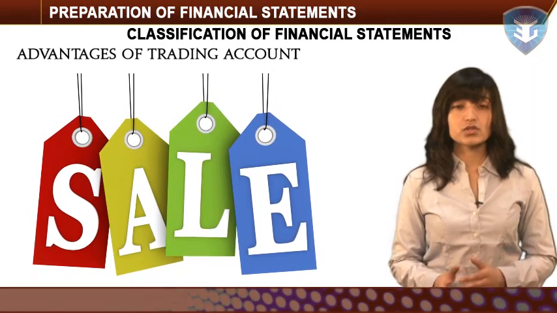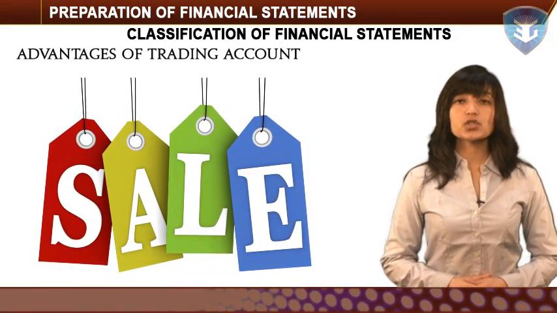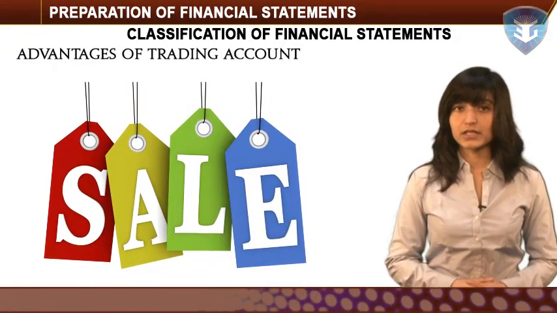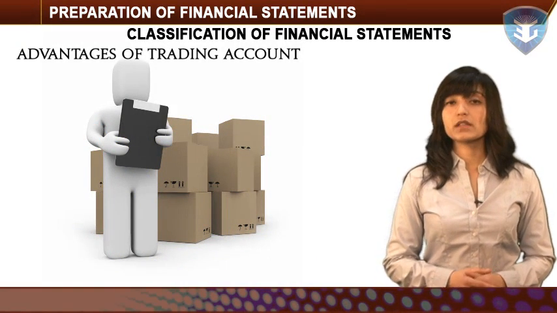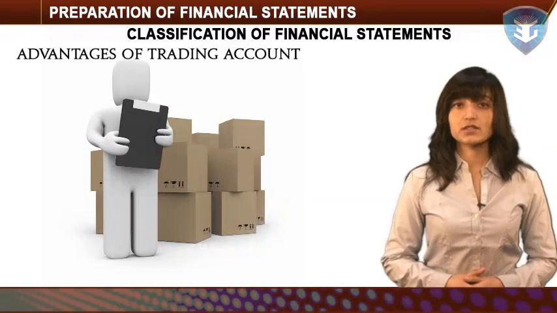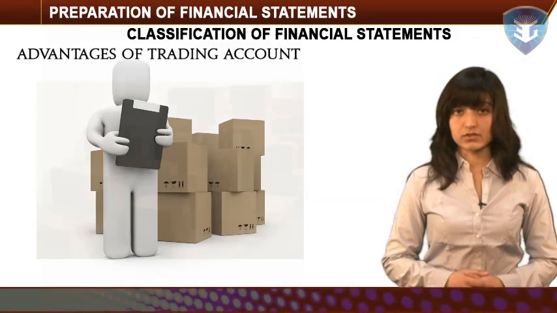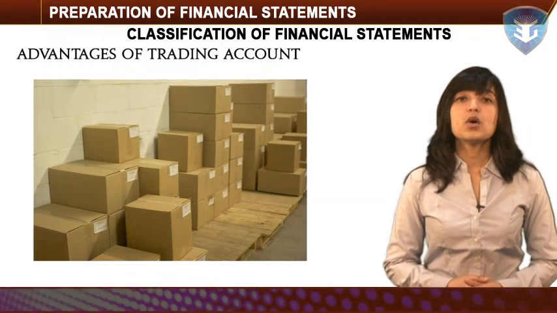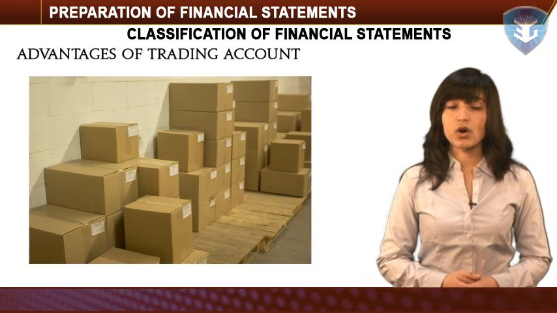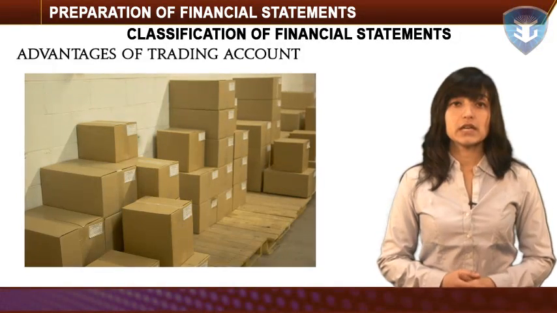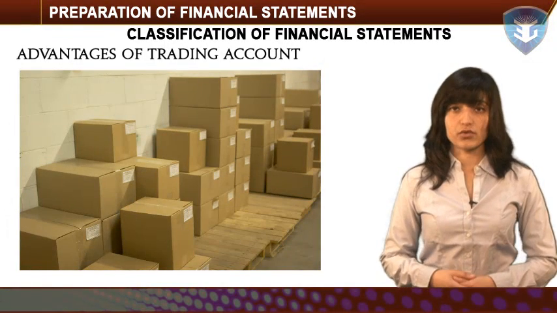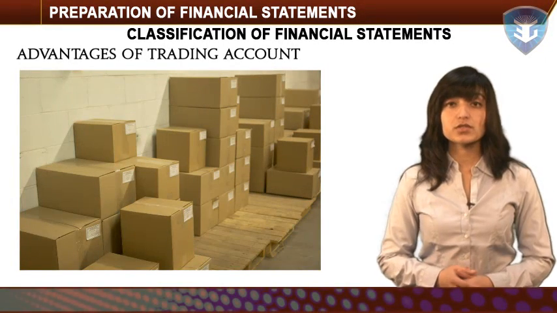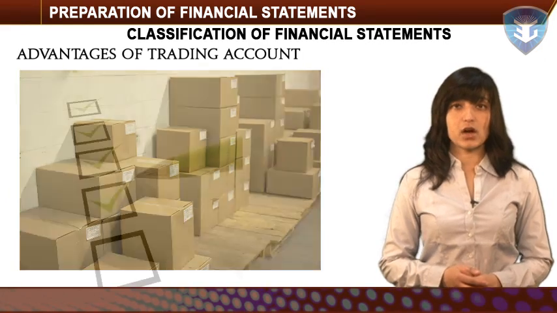These include cash as well as credit sales and are shown on the credit side of the trading account. Return inwards refers to the goods returned by the customers. These are subtracted from the sales to obtain the net sales. Closing stock refers to the remaining stock at the end of the accounting period. It includes finished goods, raw material, and work in progress. The stock is to be credited in the trading account.